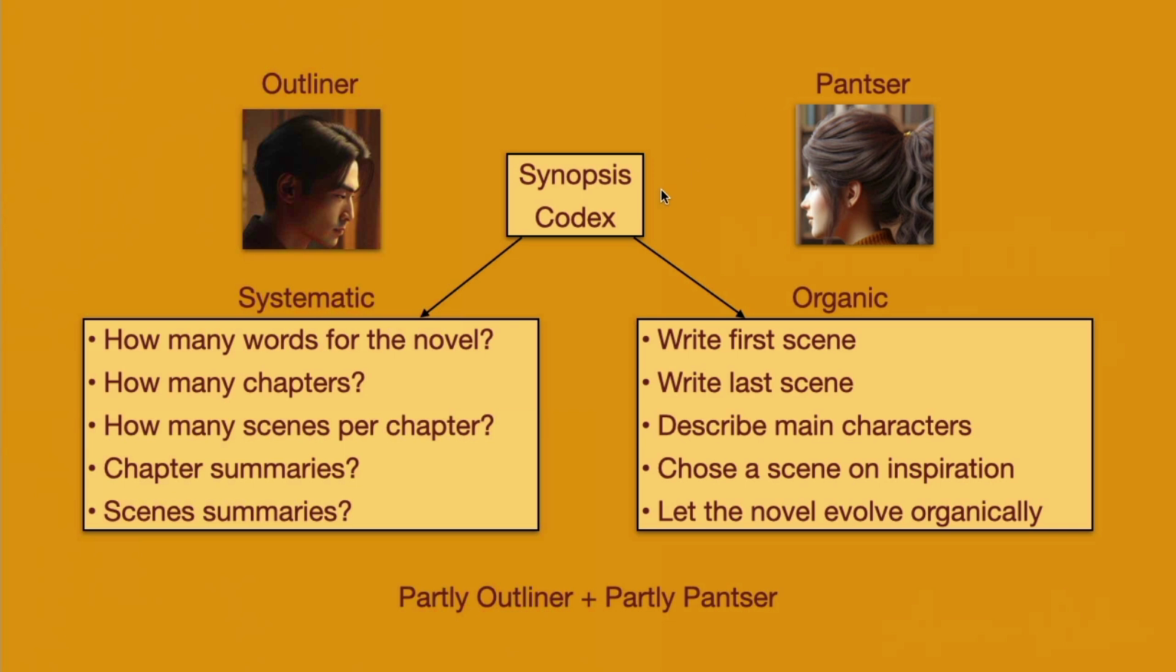Both pantsers and outliners start with a synopsis and a codex, which normally are manually written. A codex describes the main characters and the main locations.